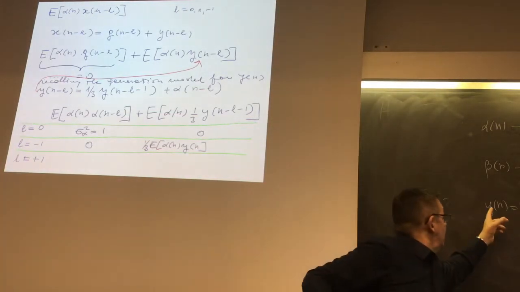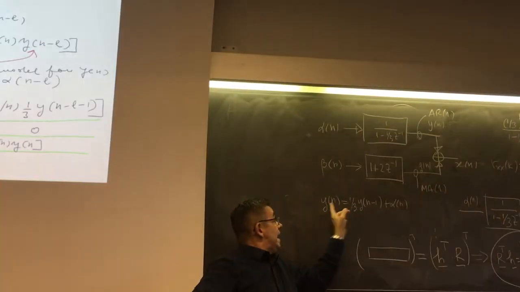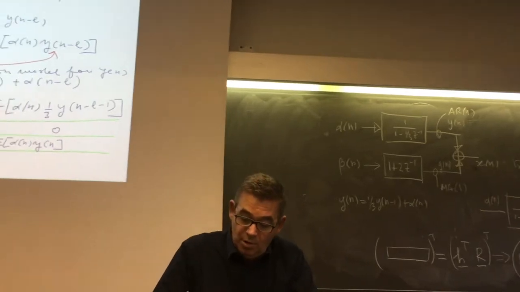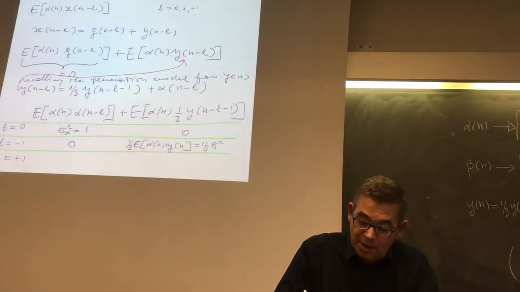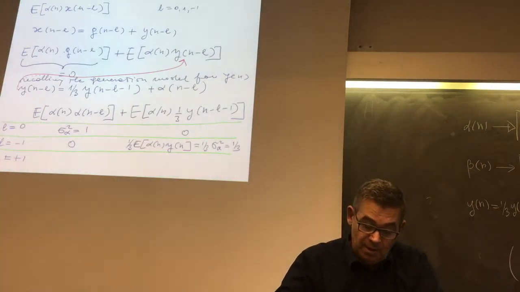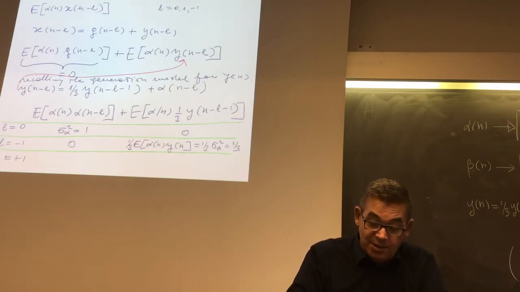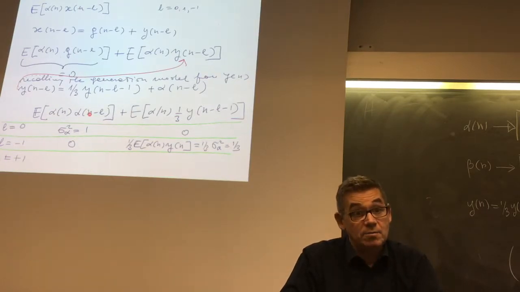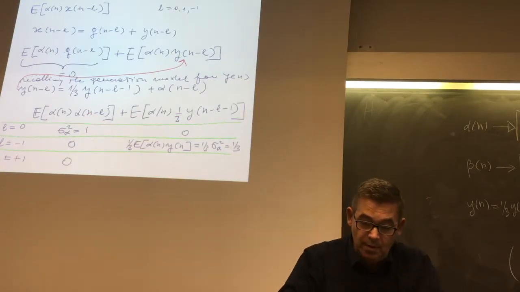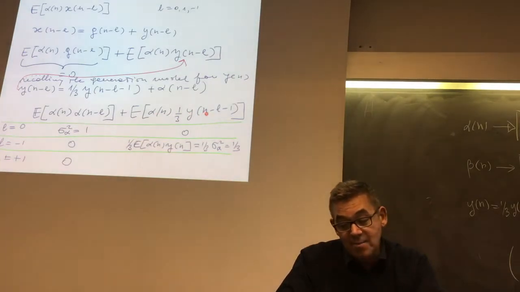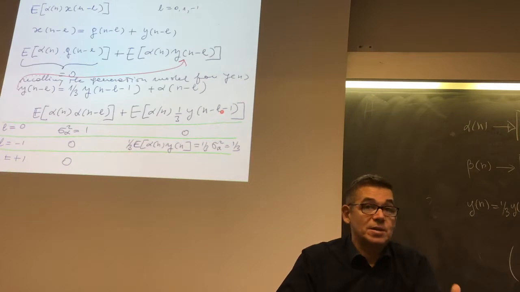But looking at this, y n depends on alpha n. So again, this is equal to 1/3 sigma square alpha, which is 1/3 because sigma square alpha is equal to 1. So let's do it with L equal to +1. Here I have alpha n minus 1, which is 0. And the second column is alpha n y n minus 2. y n minus 2 is 0.